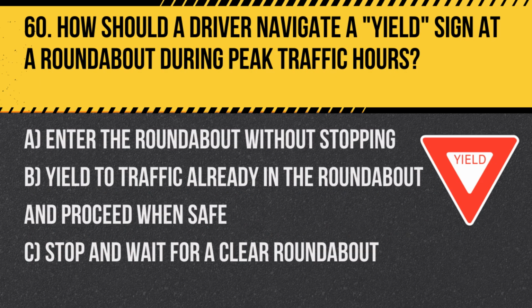Question 60. How should a driver navigate a yield sign at a roundabout during peak traffic hours? A. Enter the roundabout without stopping. B. Yield to traffic already in the roundabout and proceed when safe. C. Stop and wait for a clear roundabout. Answer: B. Yield to traffic already in the roundabout and proceed when safe. Always give right-of-way to vehicles in the roundabout.